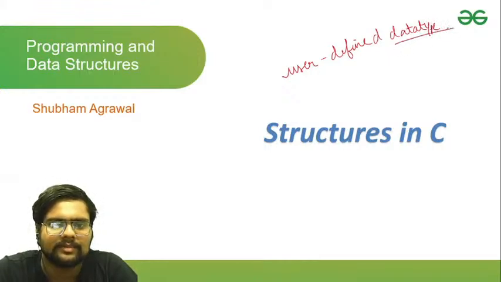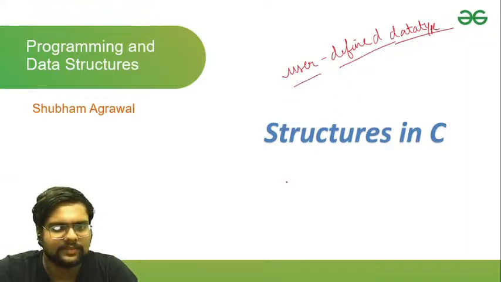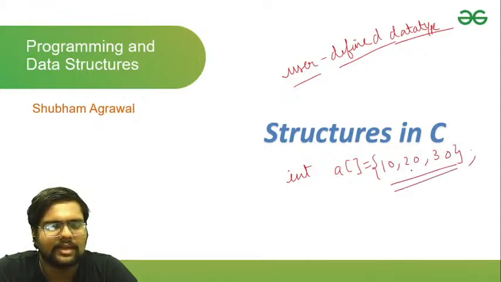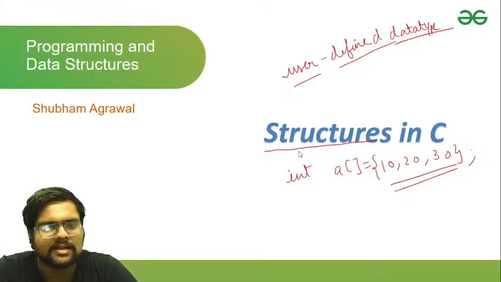Data type. Okay, so if we have an array, the array contains the same type of data elements. But if we want data elements of different data types, then what should we do? In that case, we have a structure. A structure is a user-defined data type which can contain dissimilar data items, meaning different types of elements of different data types.